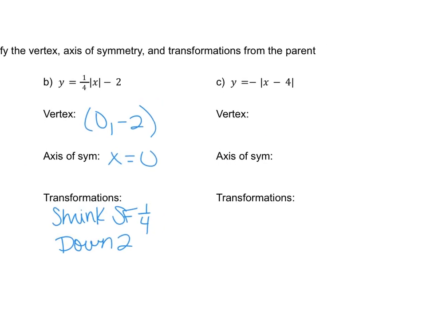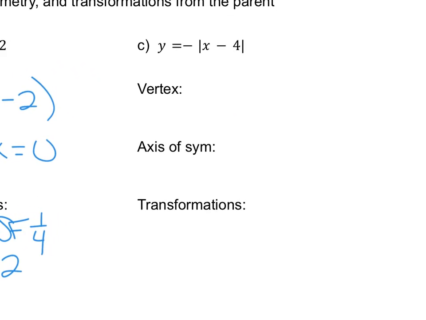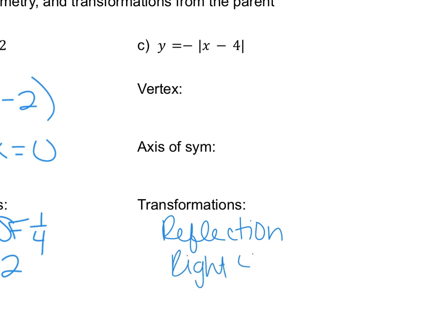All right, might as well do the last one. Came this far, right? So y equals negative absolute value of x minus 4. Well, what's that negative out front mean? That's a reflection, right? So it's going to be upside down. Minus 4 inside the absolute value means right 4. So your vertex starts at 0, 0, and it's shifted to the right 4. So that would be 4, 0. And therefore, your axis of symmetry would be x equals 4.